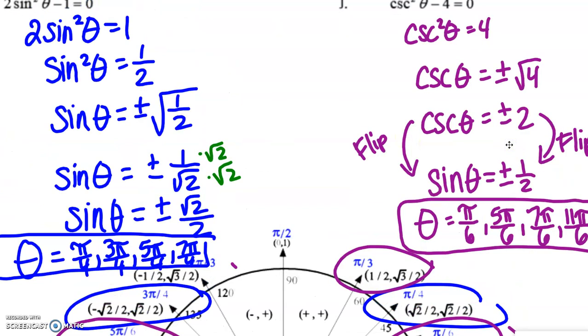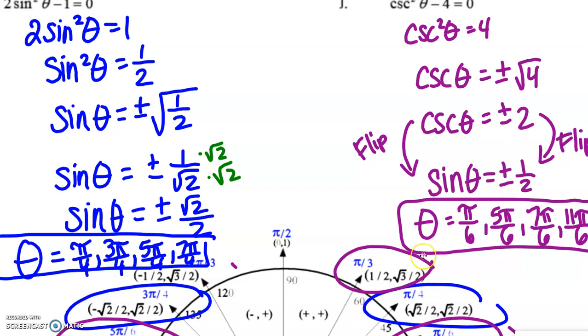J, cosecant squared. So again, you're going to want to get the cosecant all by itself. So you're going to add 4 first and then take the square root. So of course the square root of 4 is plus or minus 2. But we can't find cosecant necessarily on our unit circle, so we have to think, okay, cosecant and sine are inverses. So I can find sine on my unit circle. So if I flip 2 over, 2 becomes a half. So when sine is a half, that's the same as cosecant being 2, since those are inverses.